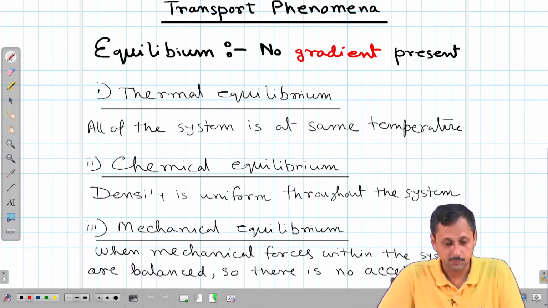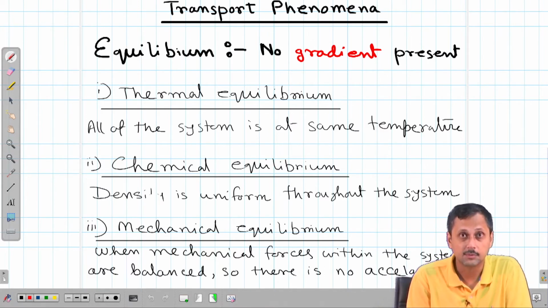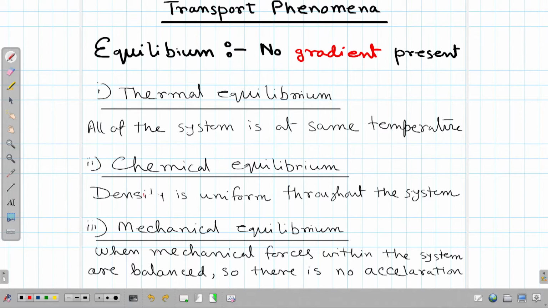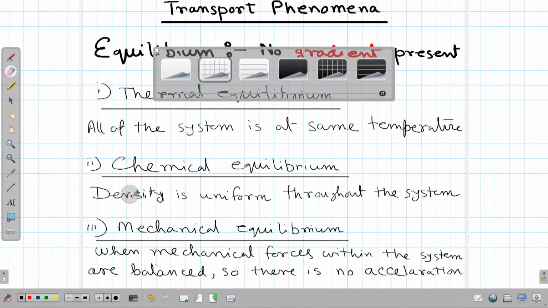Now, what is chemical equilibrium? Chemical equilibrium is density. I do not know why it is gone, but I think we can manage.